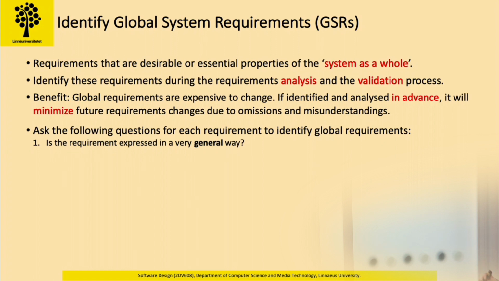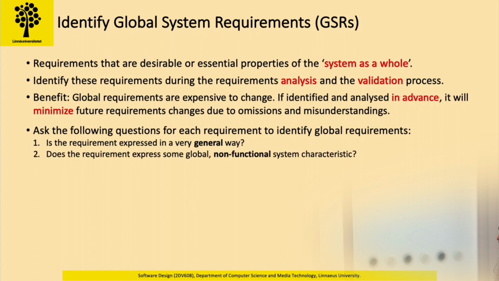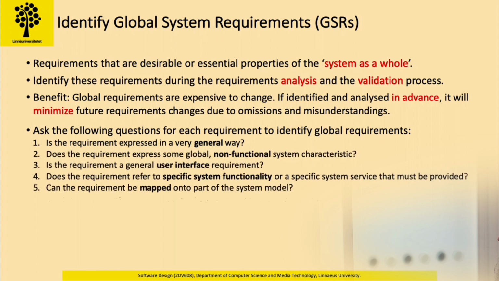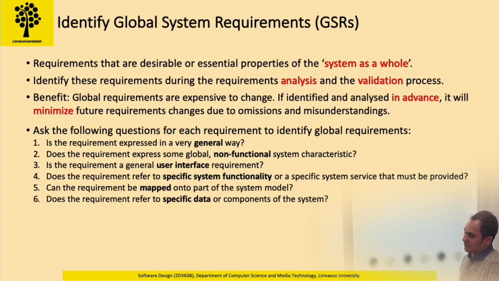And if you can distinguish between those two types, global system requirements and user requirements, then it's easier for you to handle them, because you don't need to functionally implement those global system requirements. You consider them separately. You focus on them from performance objectives, not from functional objectives. So basically, you ask these 6 questions for each requirement. Like, the first question is: is the requirement expressed in a very general way?